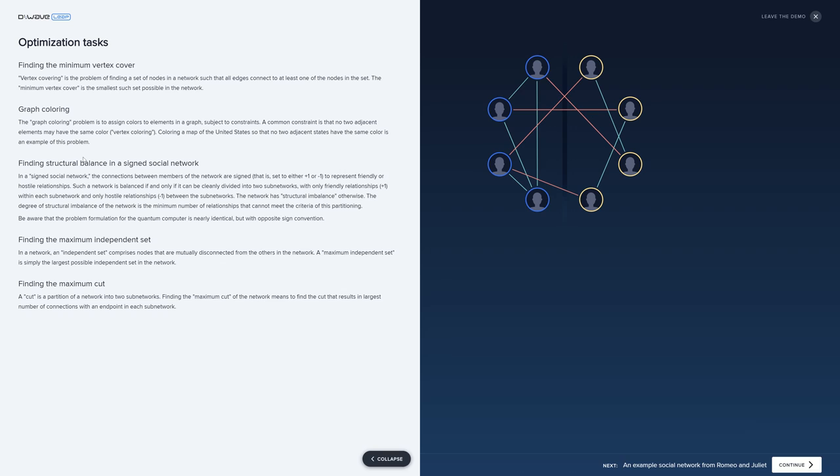Let's see. Finding structural balance in a signed social network. Okay, this is the network, and we want to balance it into the good ones and the bad ones. So we found the good and the other ones. I mean, the connections between members of the network are signed.